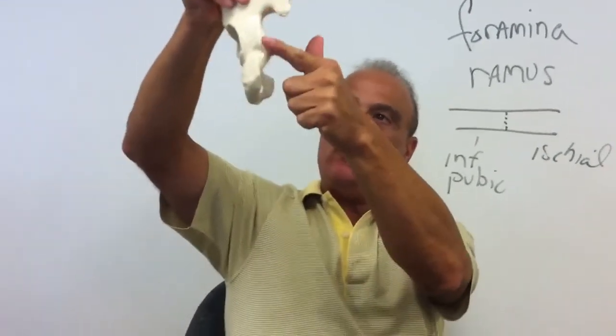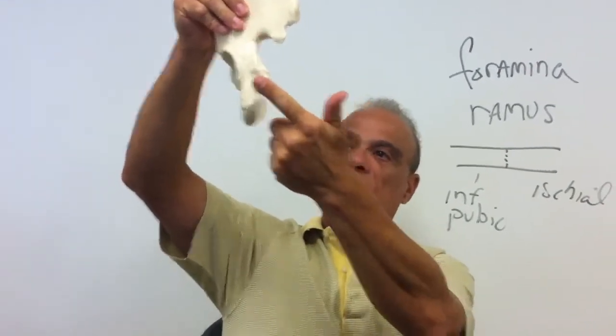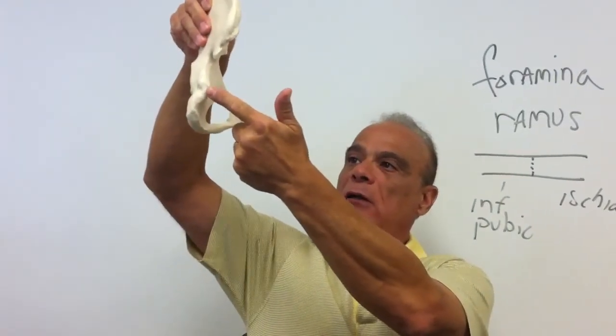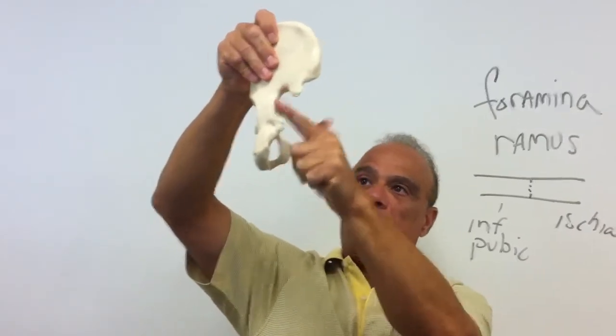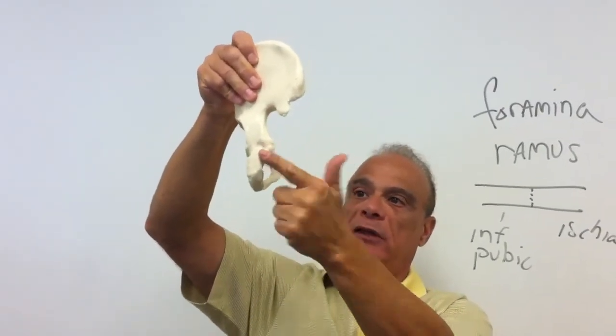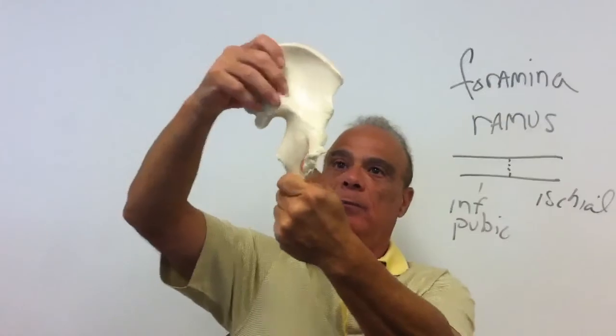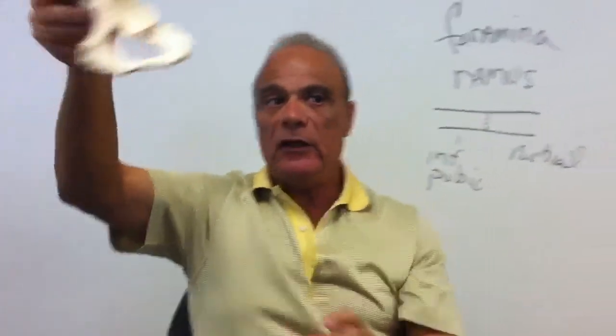Once again, this is the greater sciatic notch. Right below it is the ischial spine, and then below that is the lesser sciatic notch. Greater sciatic notch, ischial spine, lesser sciatic notch. And that's it for the hip. Any questions on the hip bone?